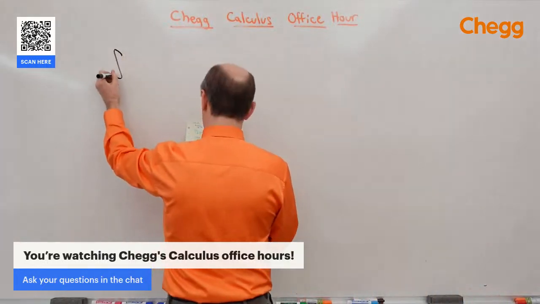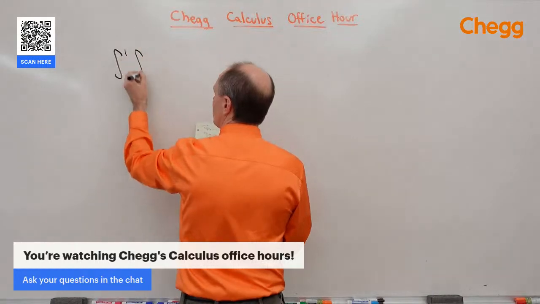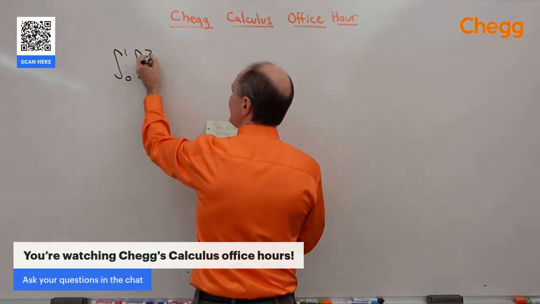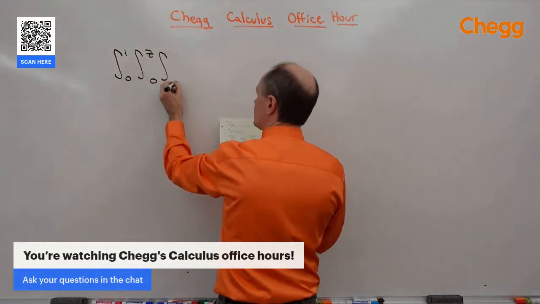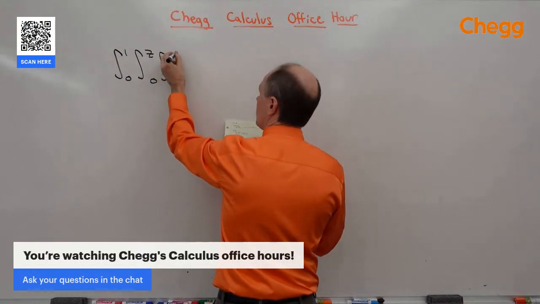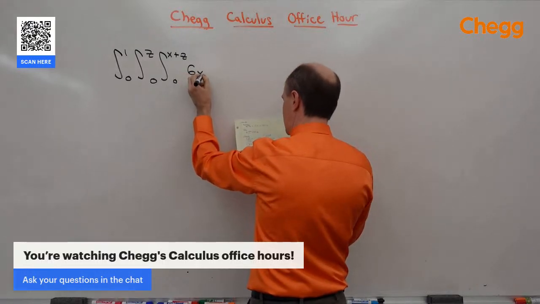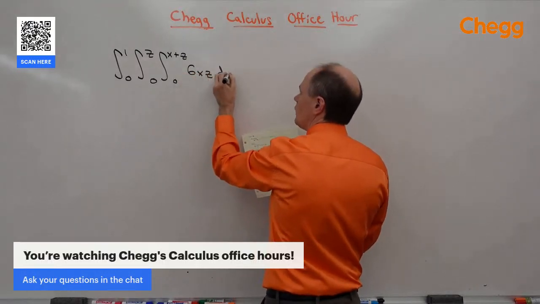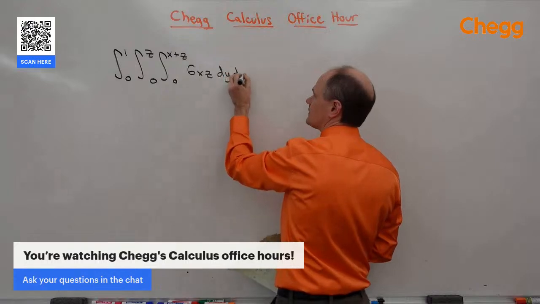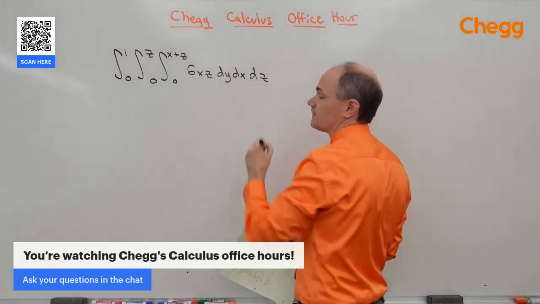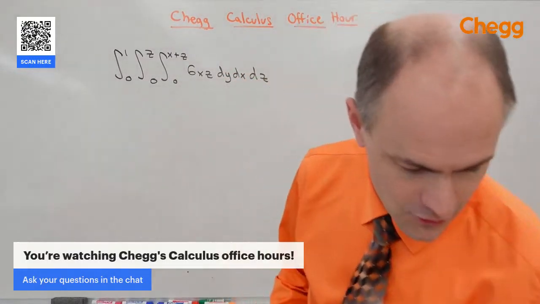We're going to integrate from 0 to 1, the integral from 0 to z, the integral from 0 to x plus z, of 6xz dy dx dz.